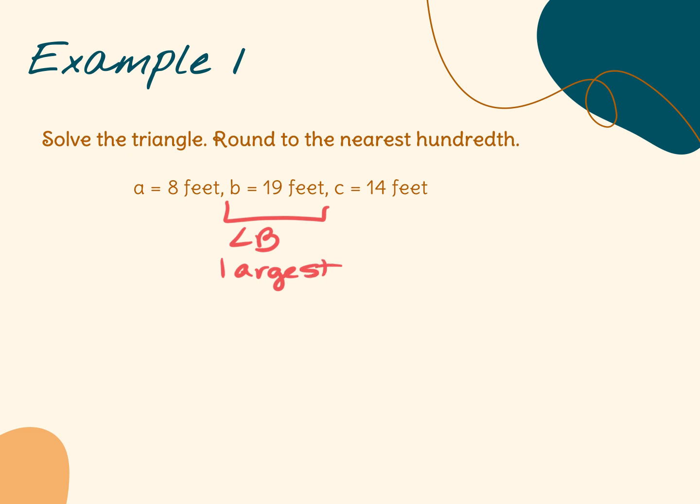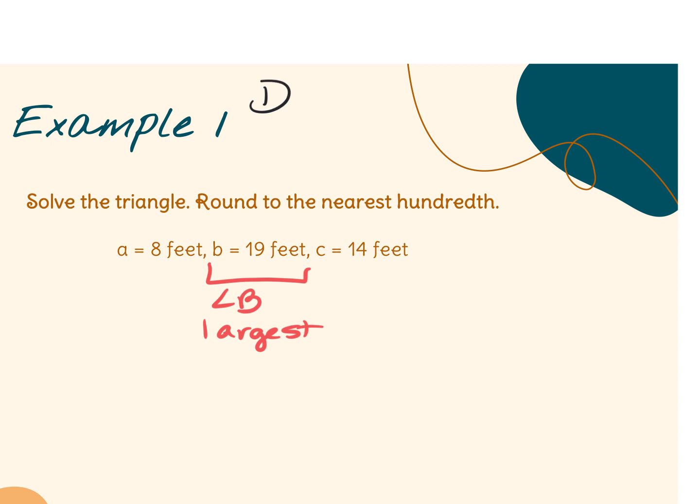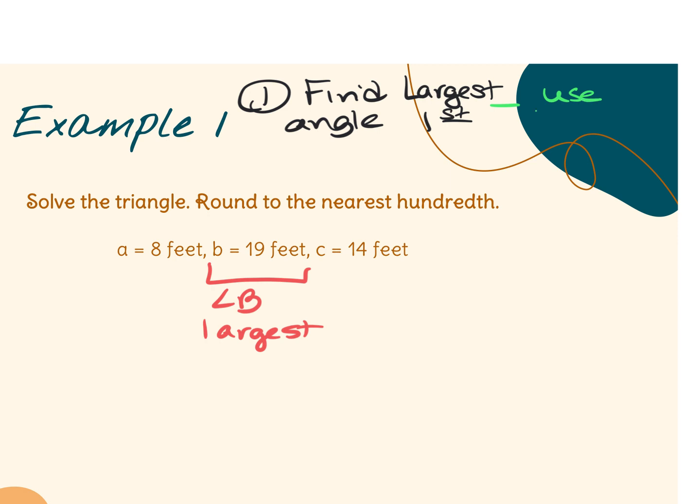The steps that we're going to follow, there's three. Notice when we go to use law of cosines, what we're trying to do here is solve the triangle. We already have three pieces, so now we have to find the other three pieces, which we don't have. In this scenario, it's the three angles. So step number one, we're going to find the largest angle first, and what we're going to do is use law of cosines.